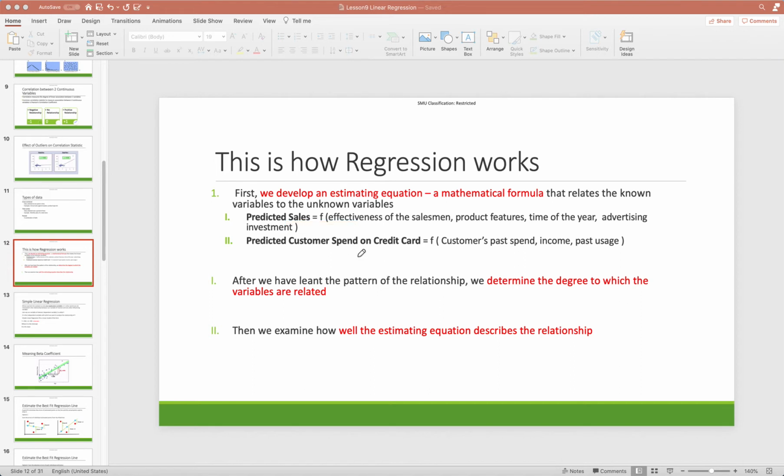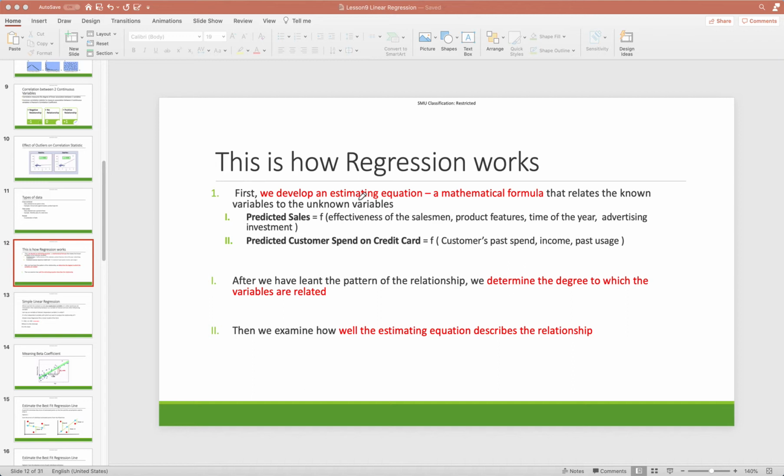Now, similarly, if you wanted to predict the customer spending on a credit card, then you can express it as a function of customers' past spending, the income, the spending potential of a person, and the past usage of the credit card. So you see that what we've done is we've actually come up with a mathematical equation, and that's the first thing that we do.